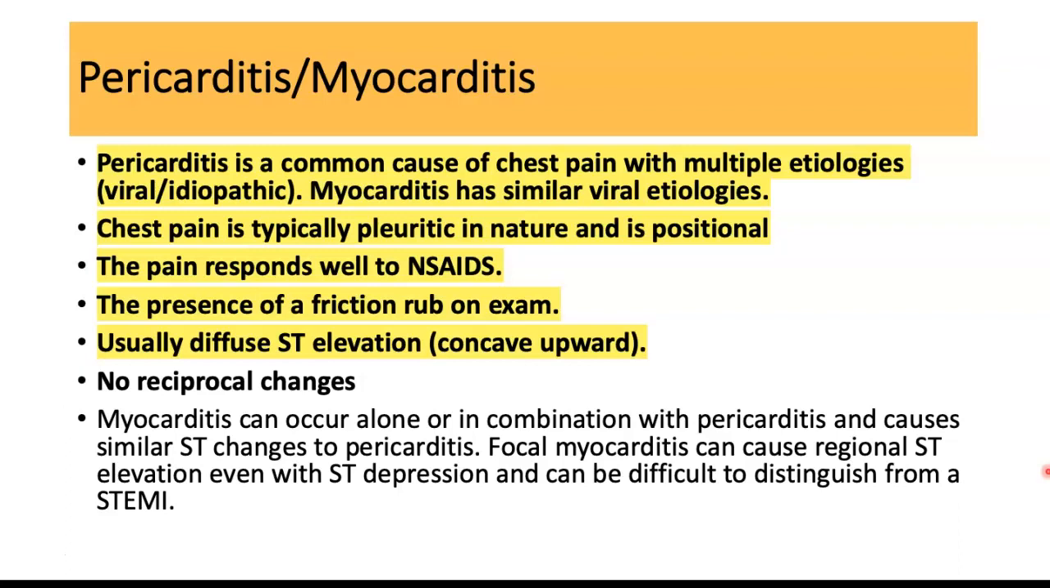They may have a fever and leukocytosis, or an elevated white blood cell count. They may develop pericardial effusion. The treatment there is to treat the underlying cause. If it's bacterial, you would treat with antibiotics, potentially drainage of the pericardial effusion if it is causing problems. NSAIDs or anti-inflammatories are often helpful.